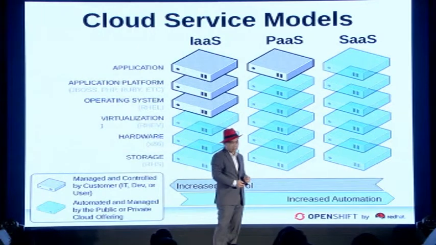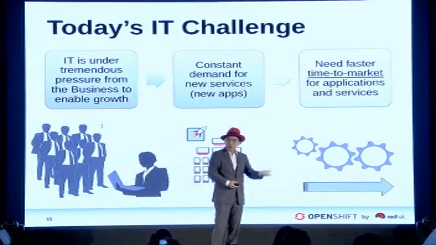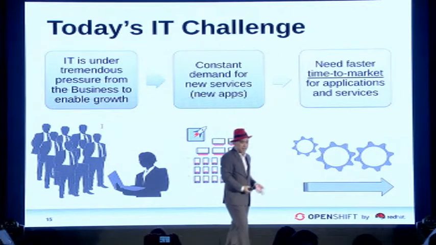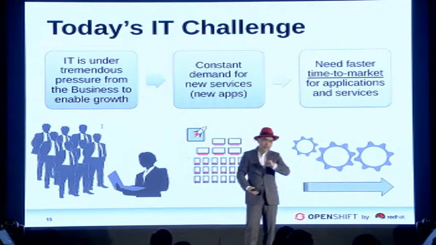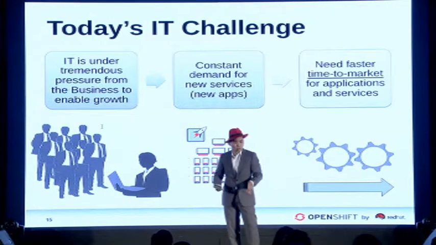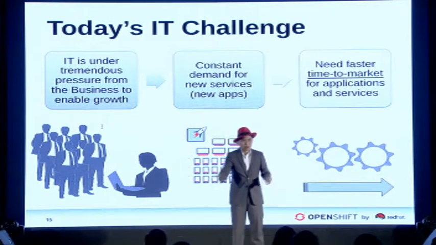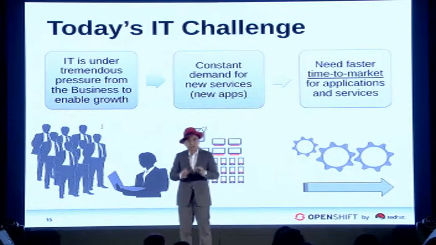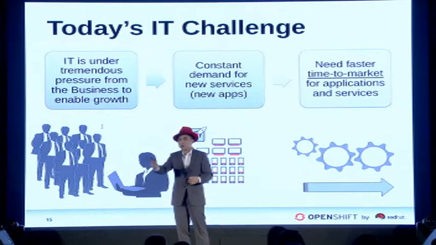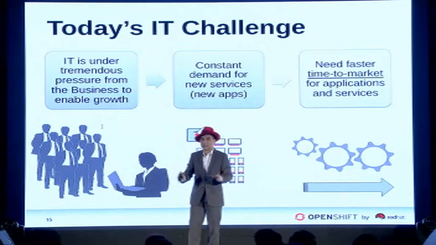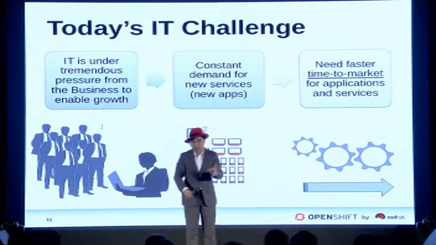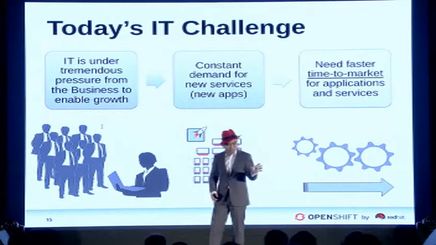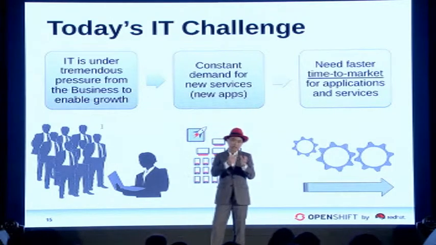There are differences and there are different use cases that you have to consider when you look at the different cloud service models. So when we see what IT is facing today, we see that IT is facing huge pressure from the business to enable growth. What does that mean for IT? Basically, there's a constant demand for new services. And we see that in the form of new applications. Why? Because most of you today have mobile devices, whether it's a tablet or a smartphone, and to you, many of the enterprises that you interact with are actually the application on that device.